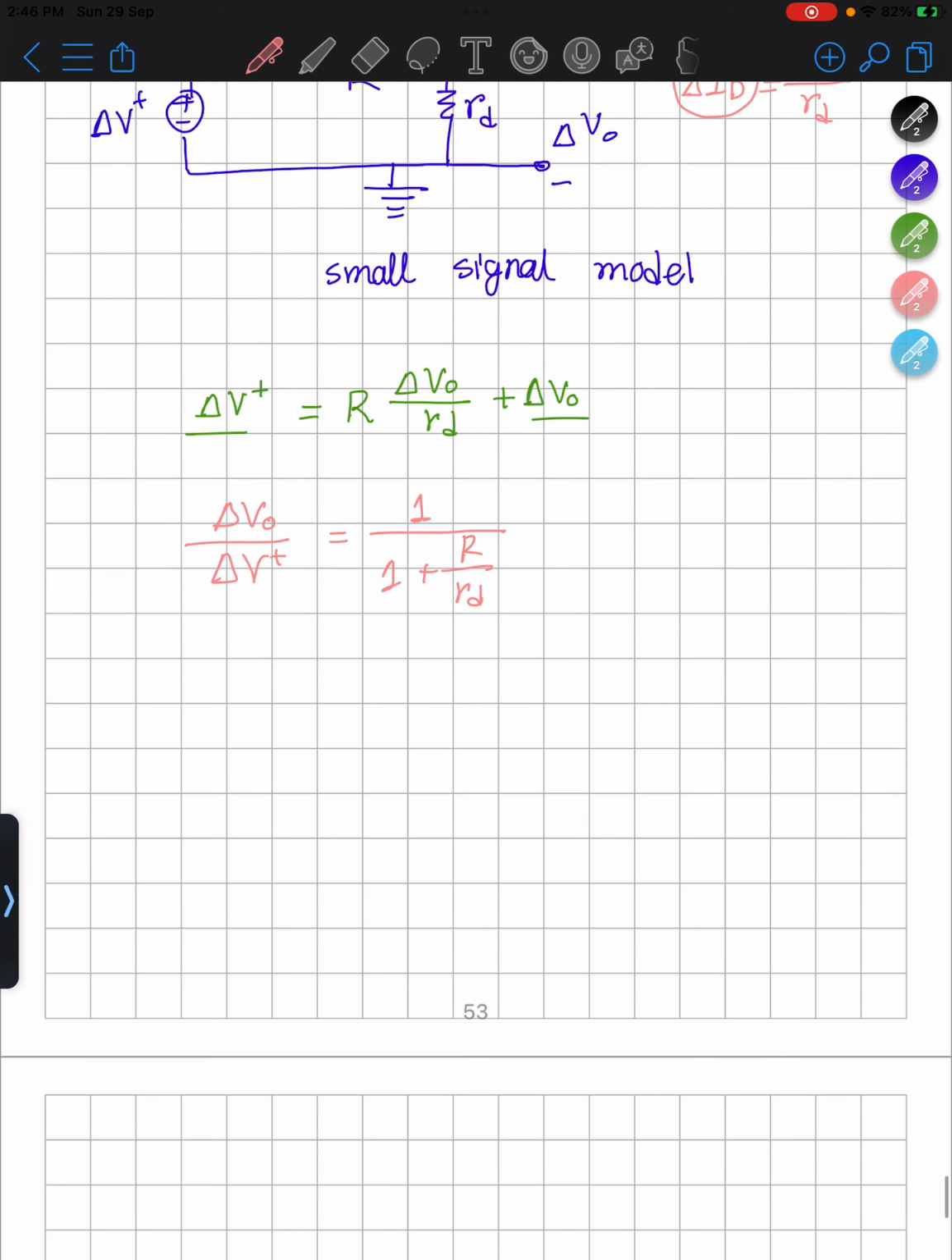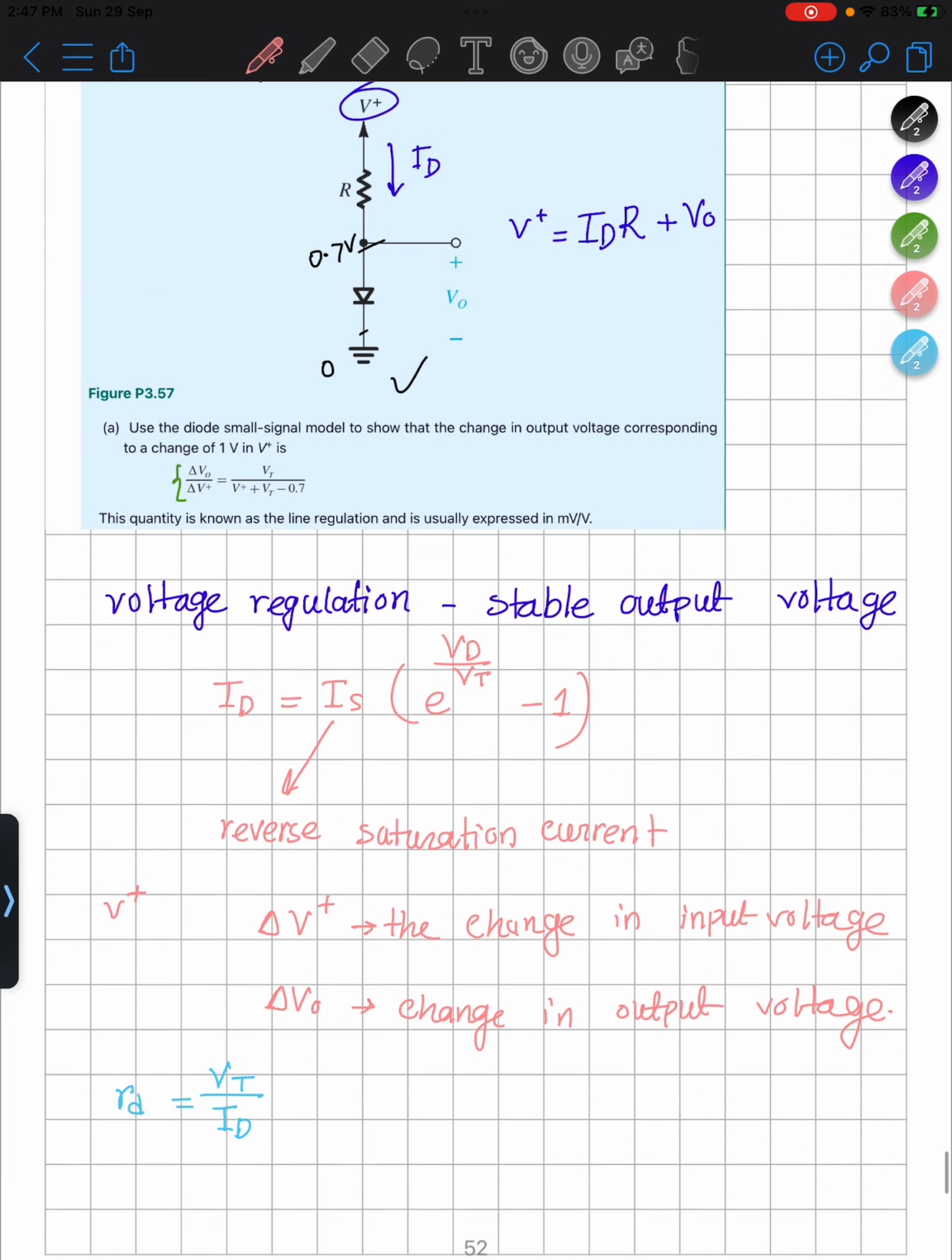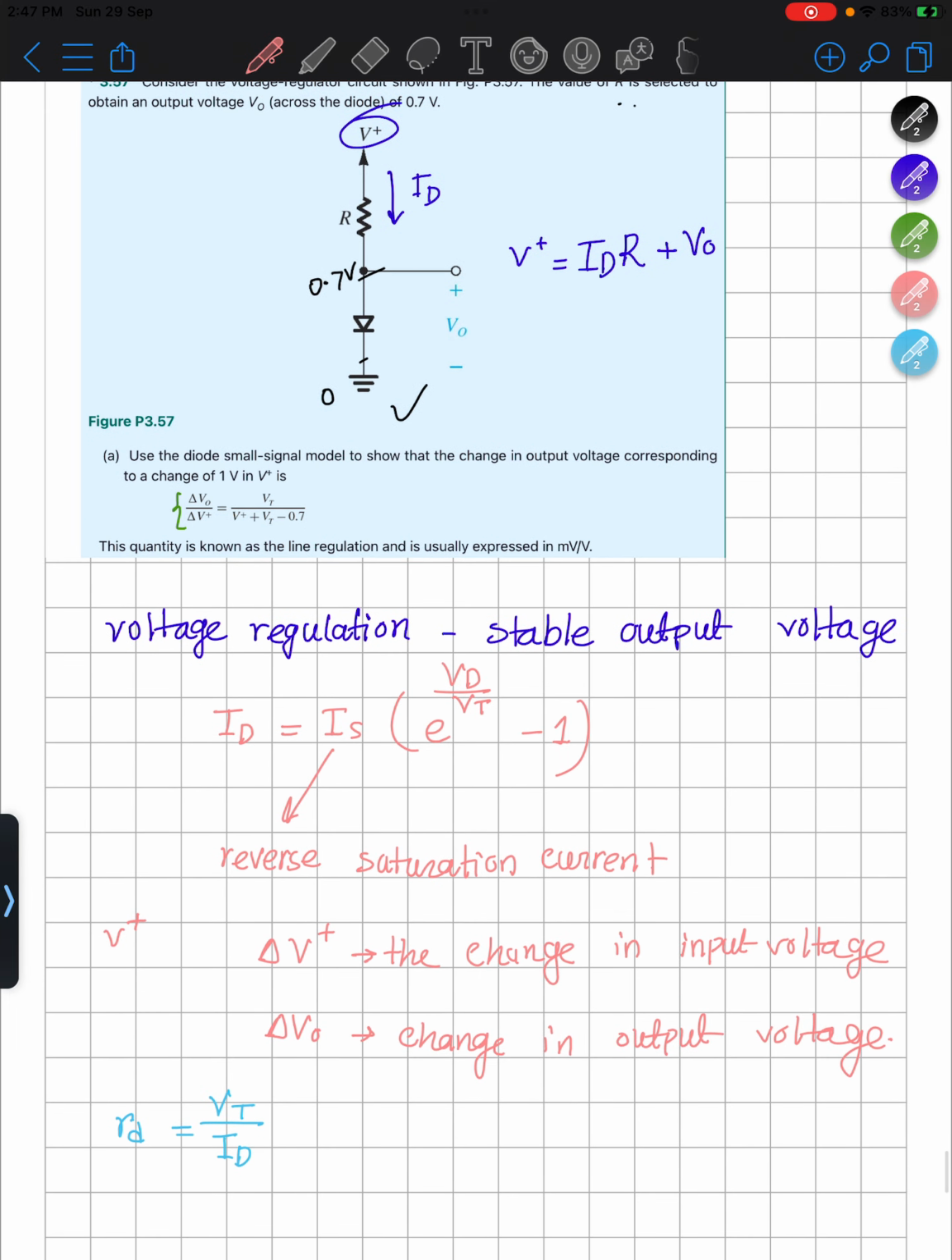Now again we know RD is equal to VT over ID. So ID is approximately V plus minus 0.7 over R, because if you look here, the V plus here minus this voltage 0.7, over R, gives us ID.